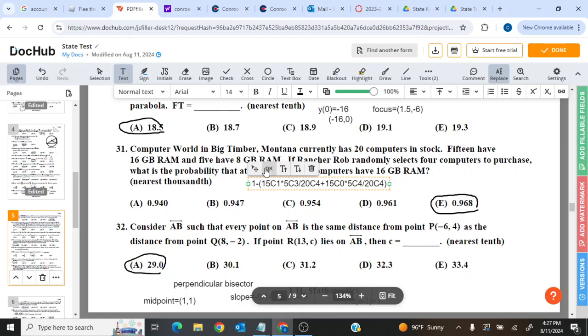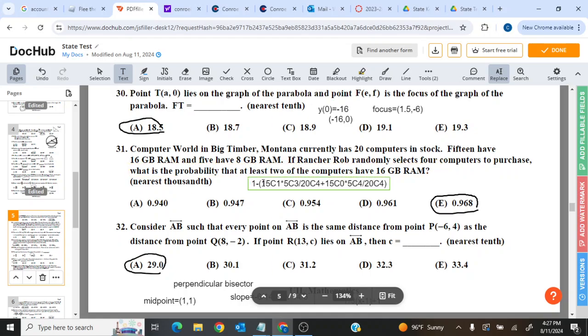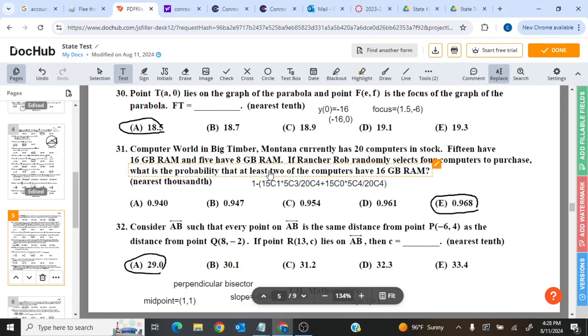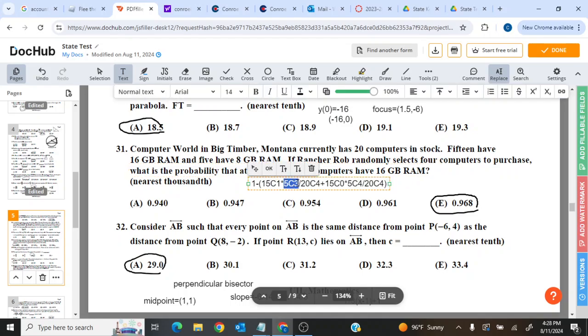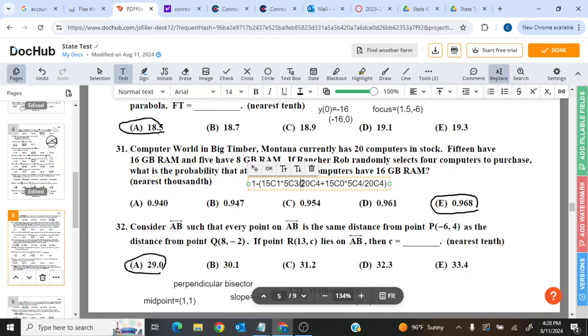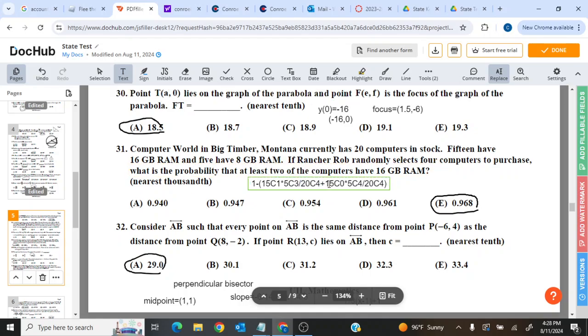So what you'd have is, let's figure out the probability that one computer has 16 gigabyte RAM. Well, there are 15 combination ways one 16 gigabyte RAM computer can be selected. And then there are 5 combination 3 ways of the 5 8 gigabyte RAMs can have 3 selected. And then there's 20 combination 4 ways 4 entire computers from the 20 can be selected. Definition of combination and all that.